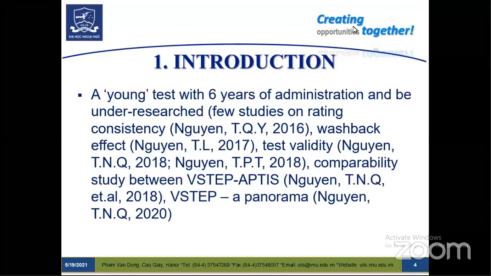As you can see, VSTEP is actually a very young test with only 6 years of administration, and it's under research, because there are only a few studies on topics like rating consistency, washback effect, test validity, a compatibility study between VSTEP and APTIS, a test organized by the British Council, and a VSTEP overview or VSTEP panorama. And they're all done by Vietnamese people. That is some of the information about VSTEP.